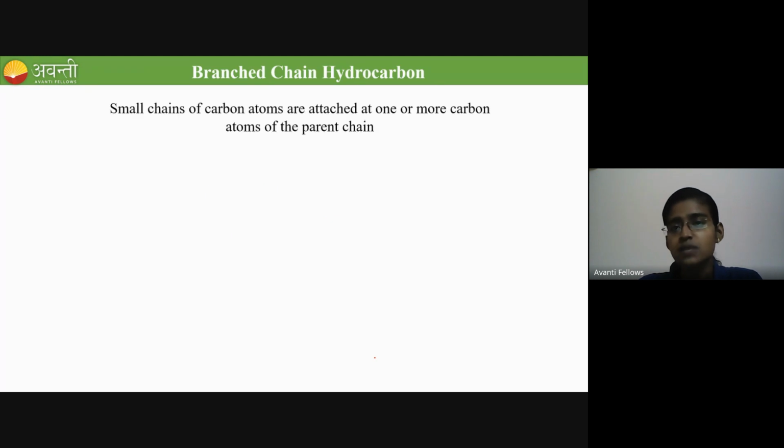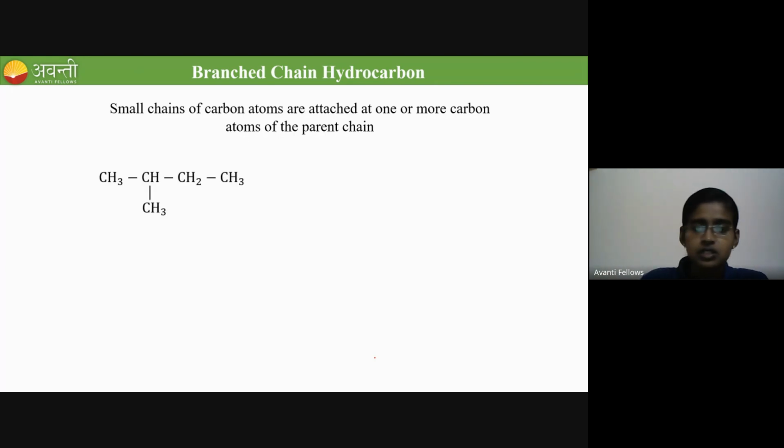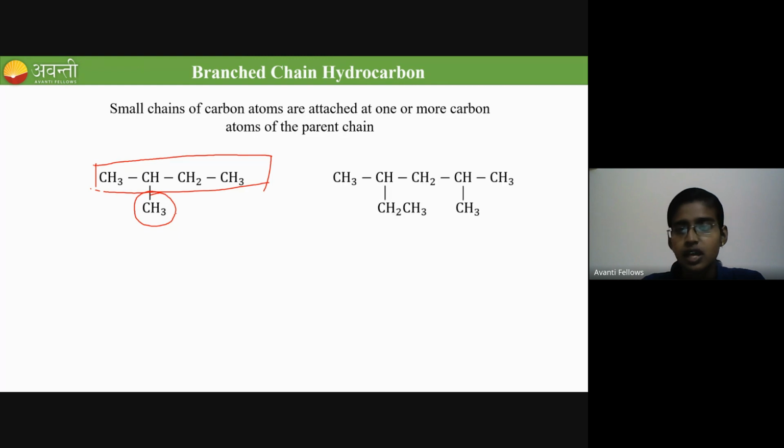They have to follow some set of rules because we do have branches in it, right? So, the small chain of carbon atoms, which are nothing but the branches, are attached to one carbon or more than one carbon in the parent chain. An example is given to you on the screen. The straight chain is the parent chain and this is the branch attached to this particular straight chain, right? So, it is a branch. And here you see, this is our straight chain and these two are the branches.